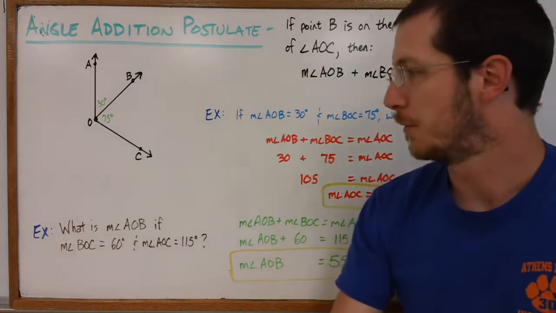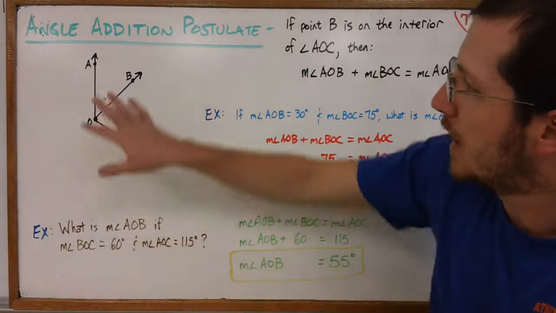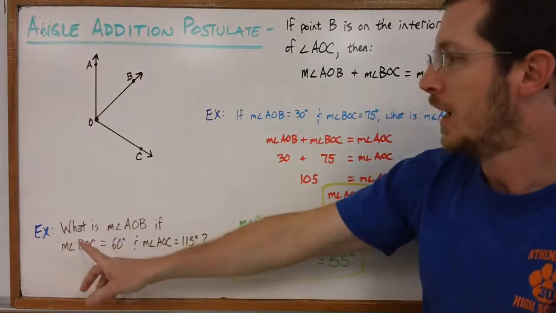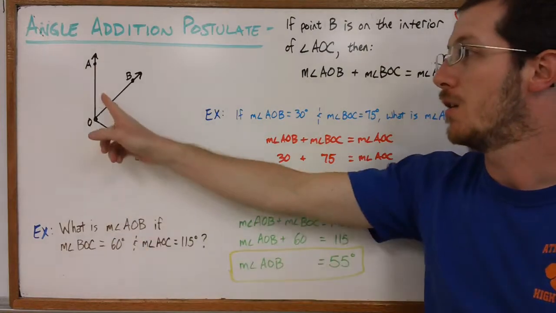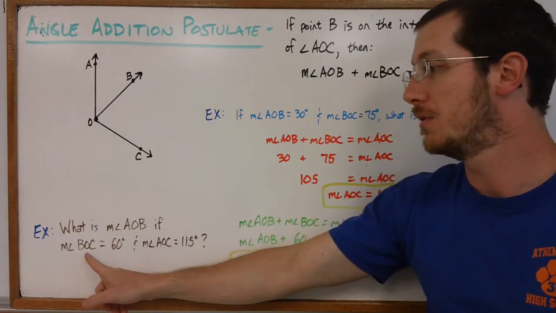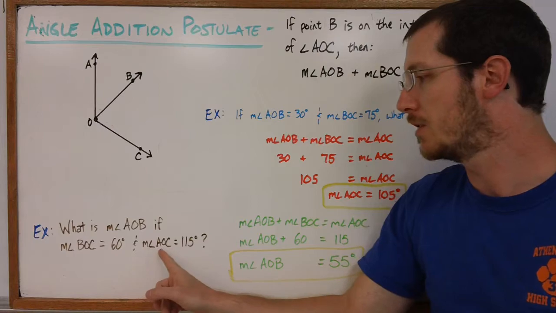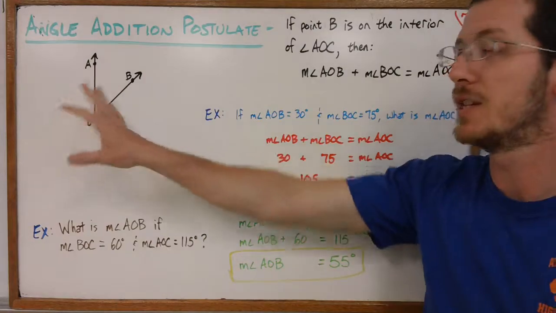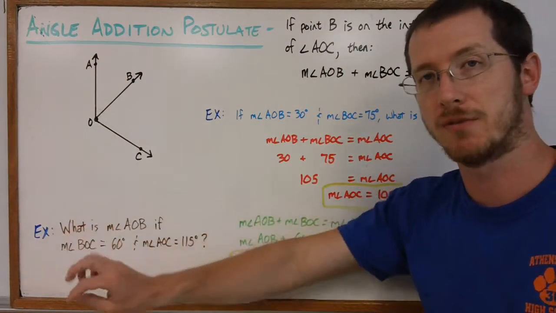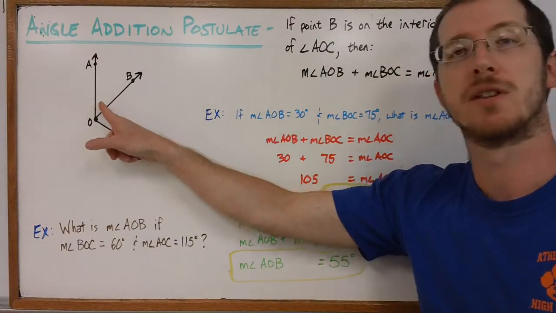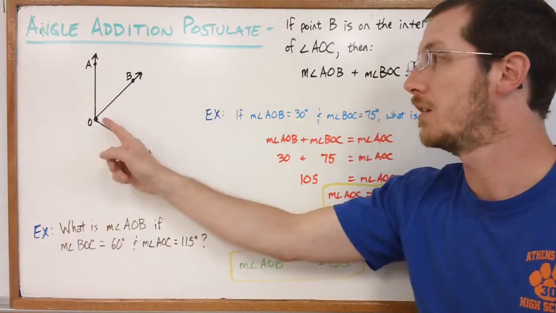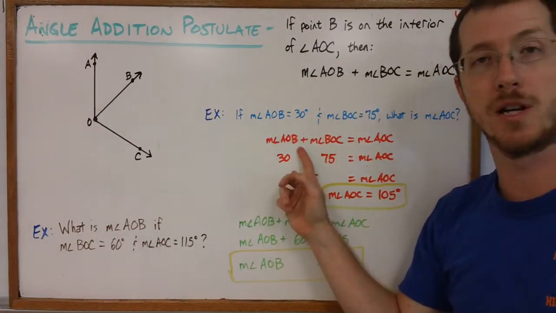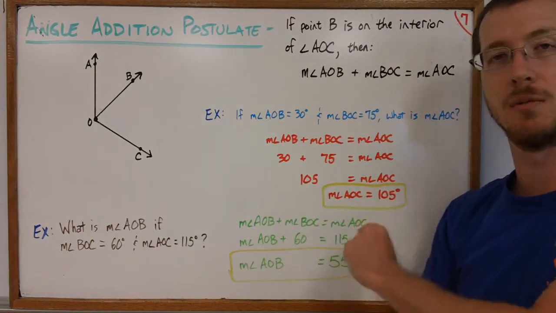Okay, last example. Using the same diagram, let's get rid of these numbers. This says, what is the measure of angle AOB if the measure of angle BOC is 60 degrees and the measure of angle AOC is 115 degrees? Okay, so using the same diagram but asking the problem in a slightly different way. We're not given the measure of this small angle, but we're given this angle and the entire angle itself. Let's set up our equation the exact same way. We're just going to substitute in different values.